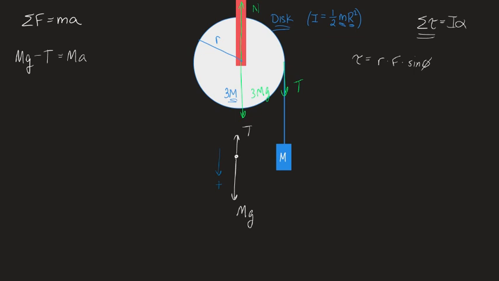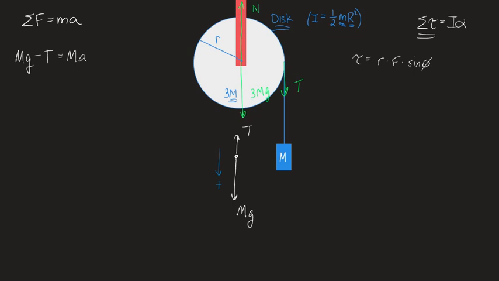Two of these forces don't cause a torque because they have no torque arm. The normal force causes no torque. It acts at the center of mass, no torque arm. The weight causes no torque. It acts at the center of mass, therefore no torque arm. The only thing that actually causes a torque is the tension. It acts at the edge of the disc, so it causes a torque.